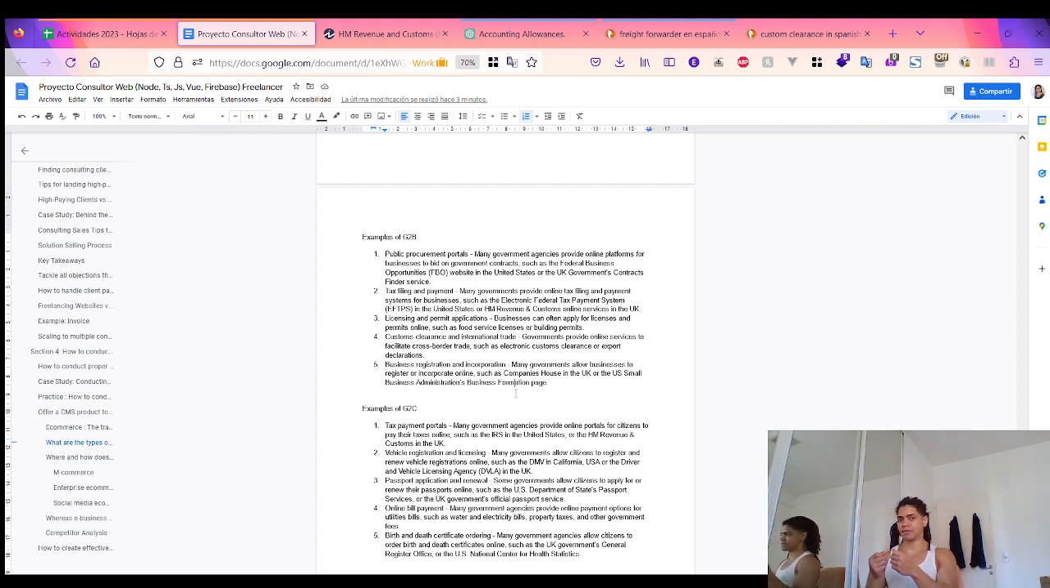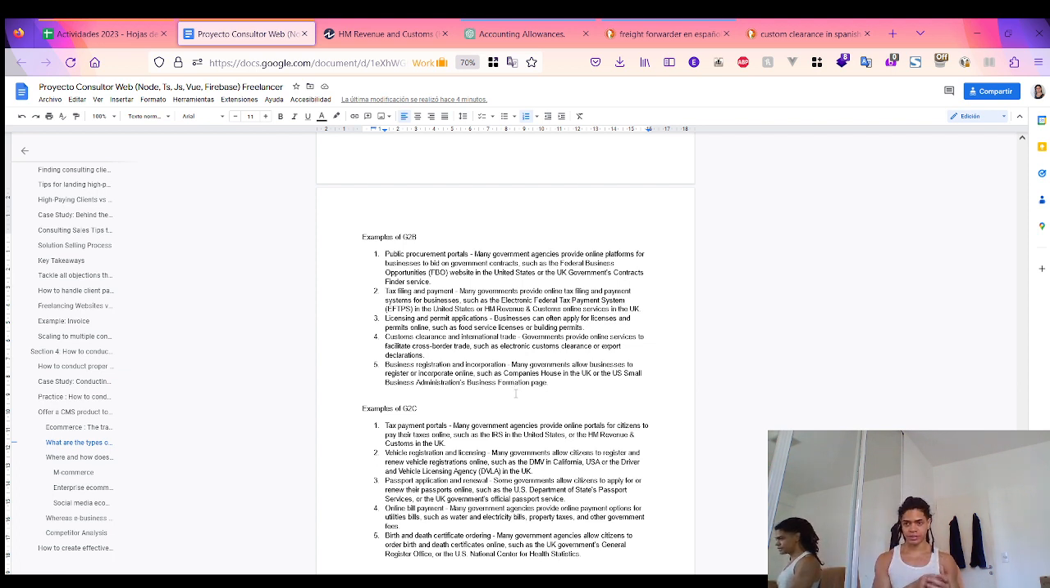Governments can also provide tax filing and payment systems to businesses, such as the Electronic Federal Tax Payment System in the US, or HM Revenue and Customs from the UK. HM Revenue and Customs is a tax authority in the UK, similar to the IRS in the US, the AFIP in Argentina, SENIAT in Venezuela, among others.